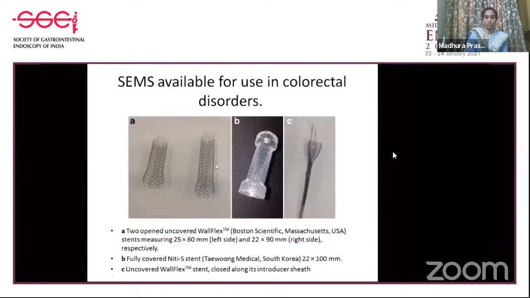Here are the SEMS available. This is an uncovered WallFlex, most of which have a diameter of 2 centimeters, which is important because on the left side the stools are firmer, so you need a larger diameter. There is also a fully covered Niti-S stent. They're all stainless steel or nitinol, and this is the uncovered WallFlex stent.